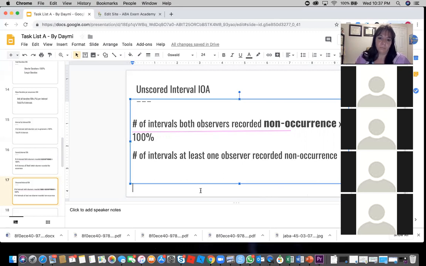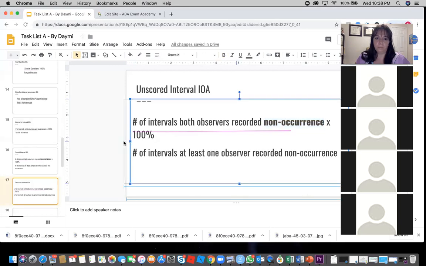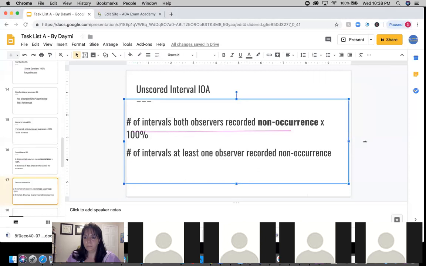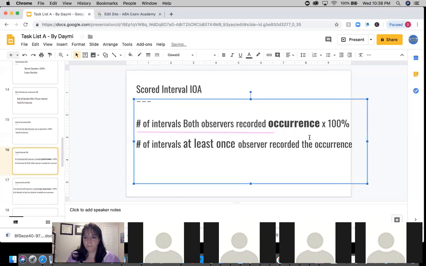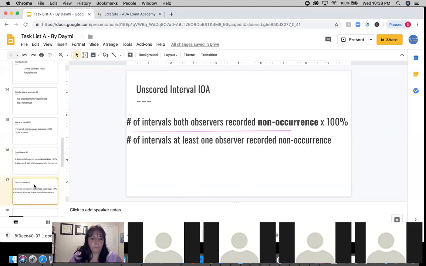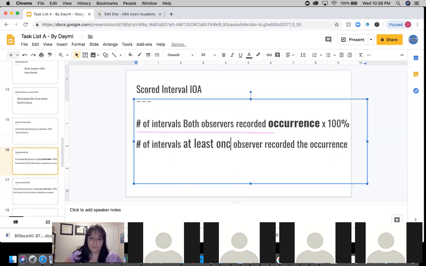Daymi, can you make the font so that the 100 is right on the same line, please? Sure. I can make it a little smaller. There you go. Good? Thank you. Both of them are at least one. Yeah, it's just a typo on that one, sorry. My fast typing gets to me.